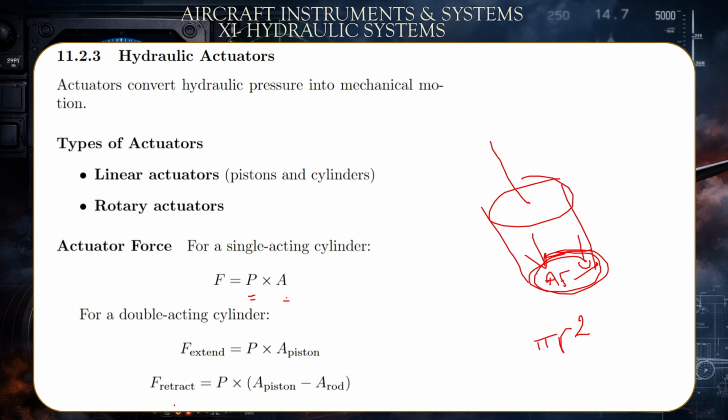Now for a double acting cylinder, when you have the extension motion, F extend is equal to P multiplied by A of the piston. When you have a retraction, like a reverse motion of the rod, the pressure would be applied against the cross-sectional area of the piston, minus A of the rod, the cross-sectional area of the rod that's moving the cylinder. That would be the force of retraction.